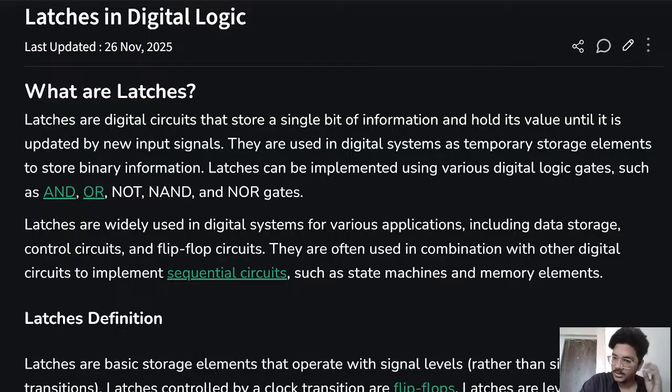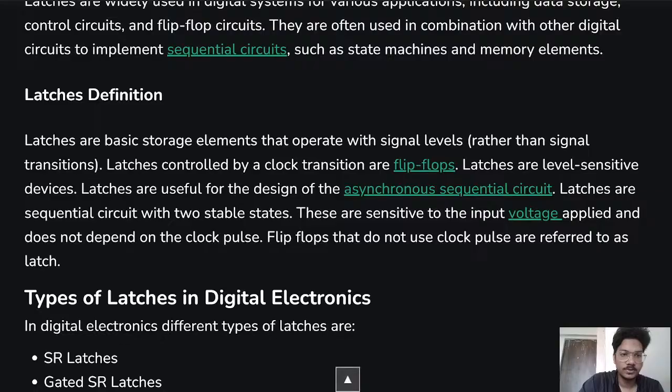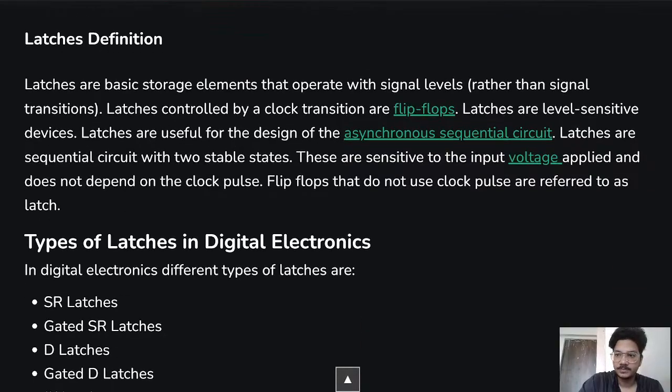Latches are also used for different things like data storage, controlling systems, and flip-flop circuits. They are often used in combination with other logic circuits to implement sequential circuits, such as state machines and memory elements. So we know the basics of latches. Let's move to the definitions.